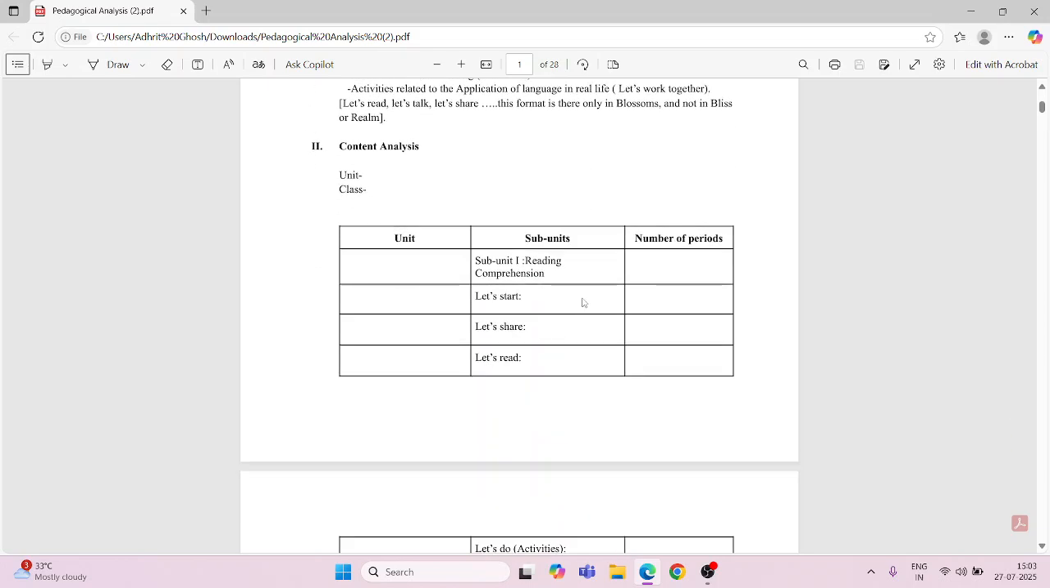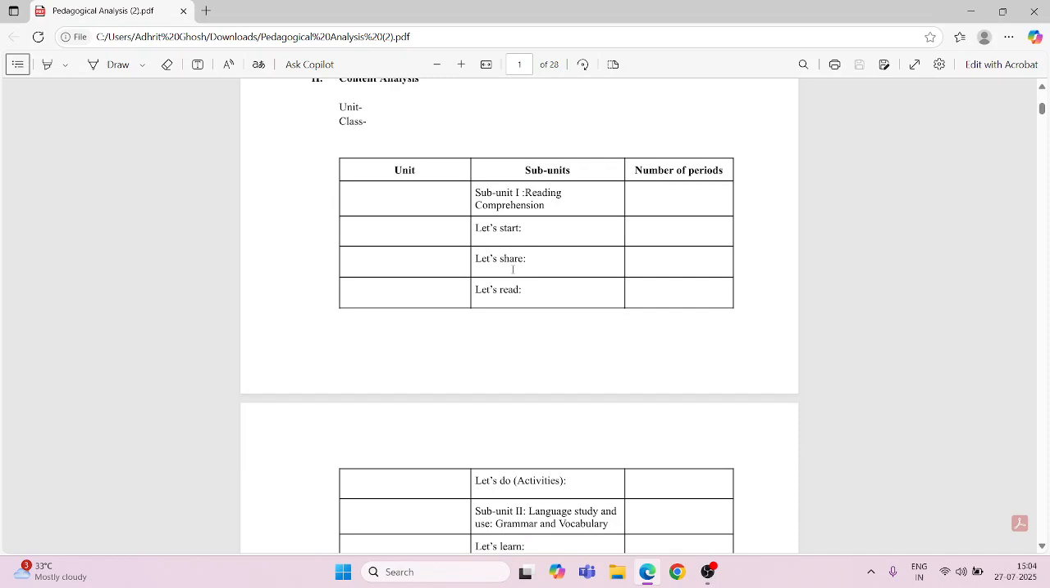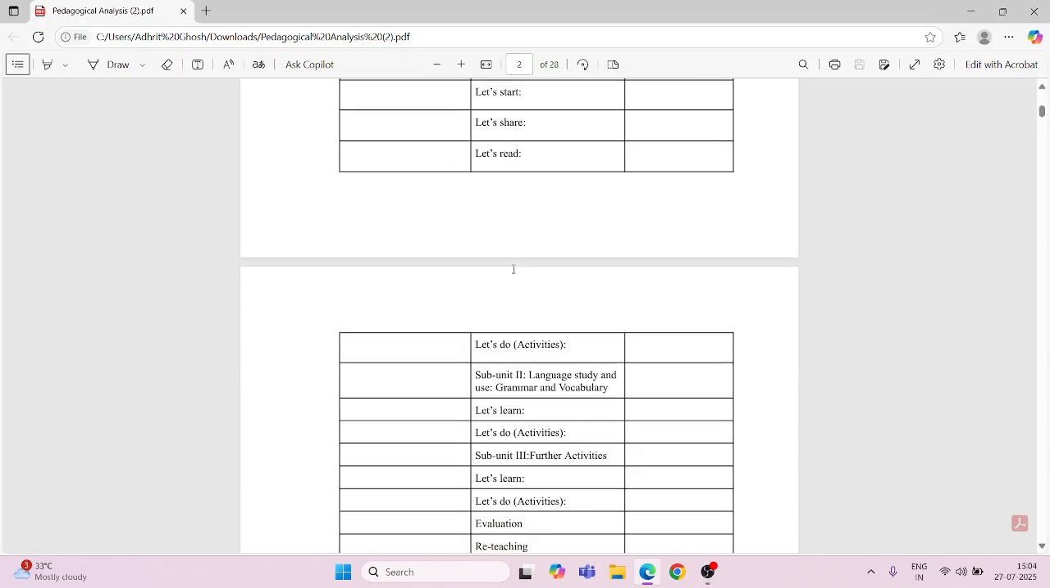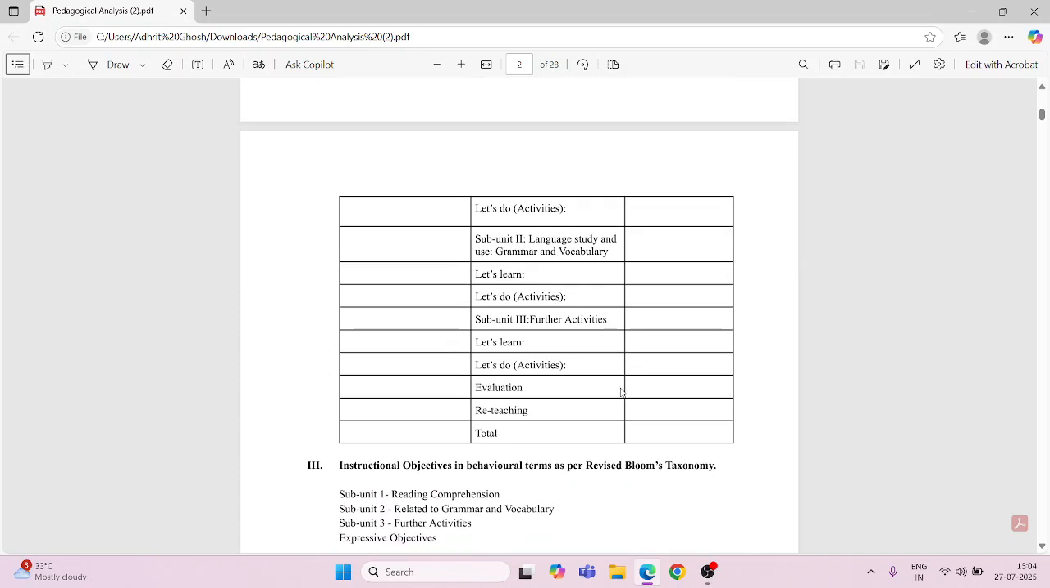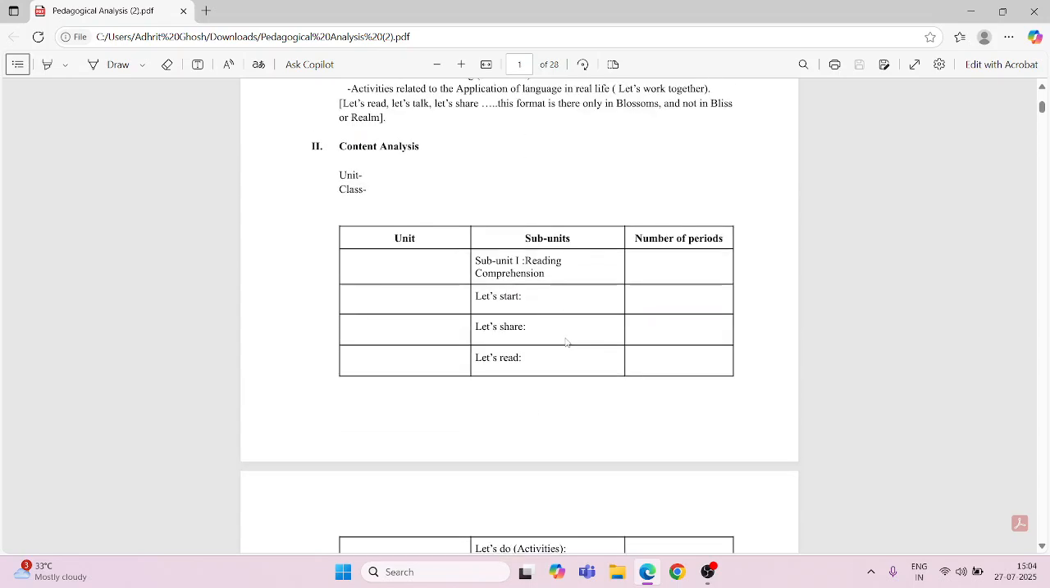And then we move on to the content analysis, wherein we make a table and then we note on the left hand side the unit, means the name of the chapter is noted. And the subunits, basically in English, we have three subunits, that is reading comprehension. Second is language study and use, which basically consists of grammar and vocabulary. And finally, we have further activities, which has speaking, communication skills, writing skills, etc.